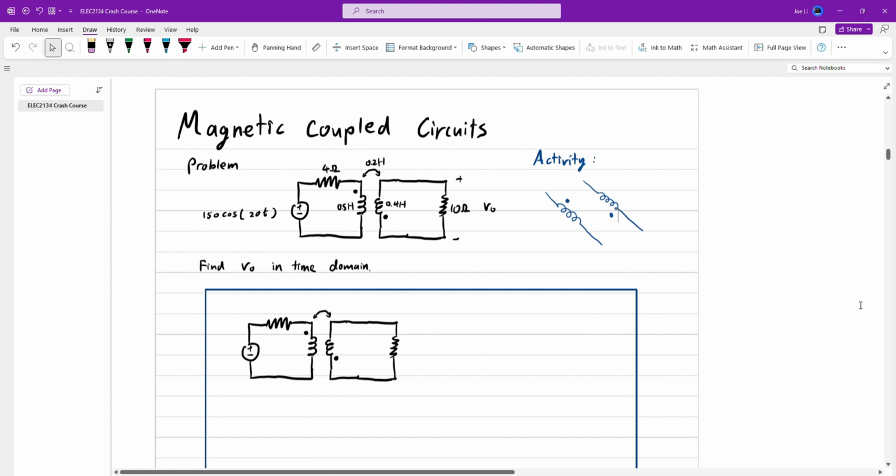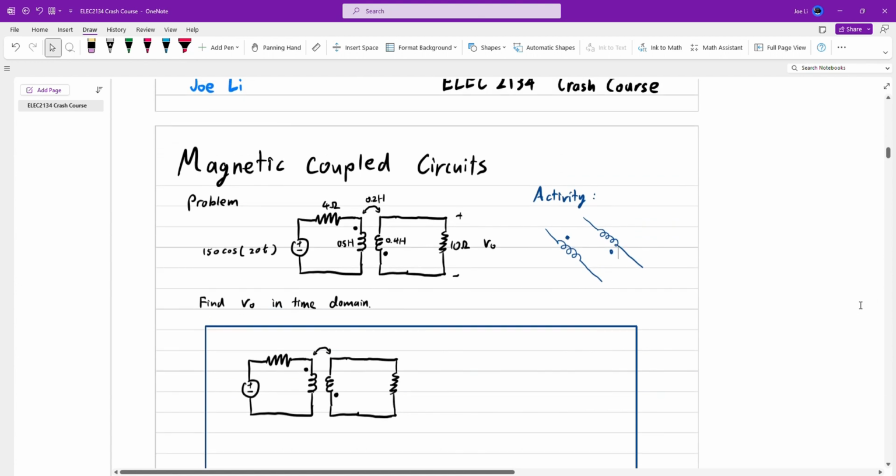So let's go down into this question. Find V0 in the time domain. Maybe yellow. In the time domain, the first thing we want to do is convert these time domain things into the frequency domain, so the calculation will make our life a lot easier. 4 ohms will become 4 ohms in the frequency domain, same as 10 ohms.